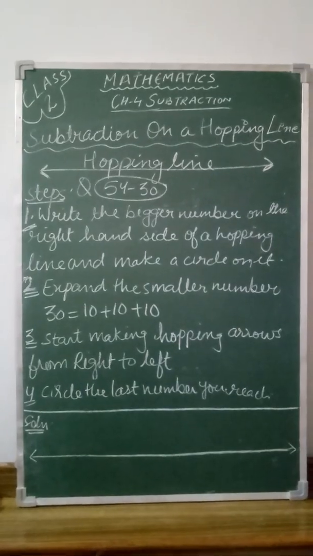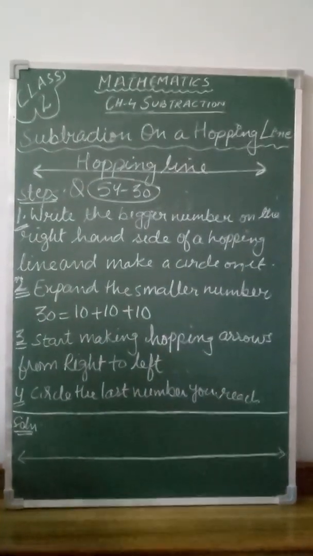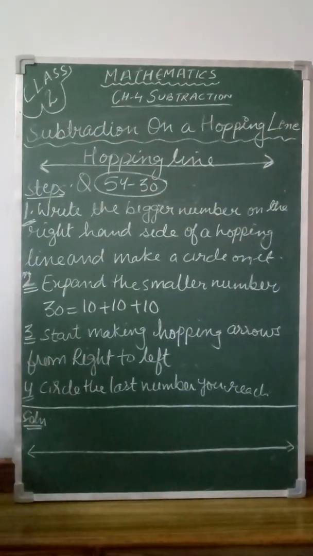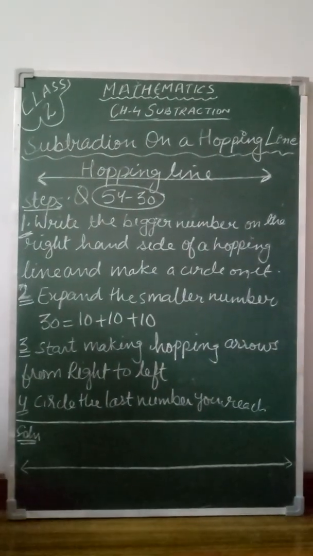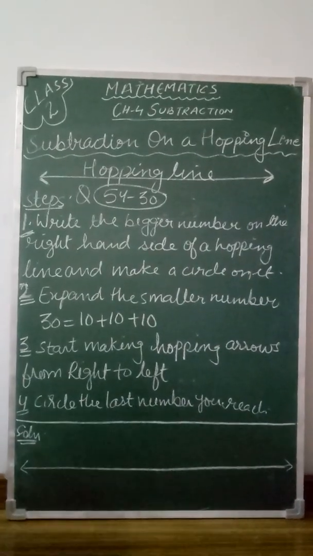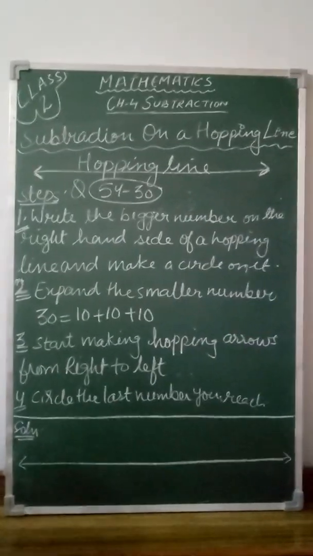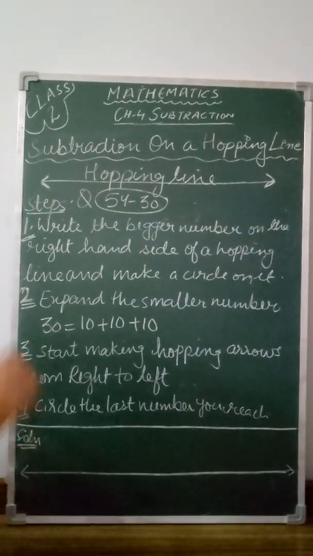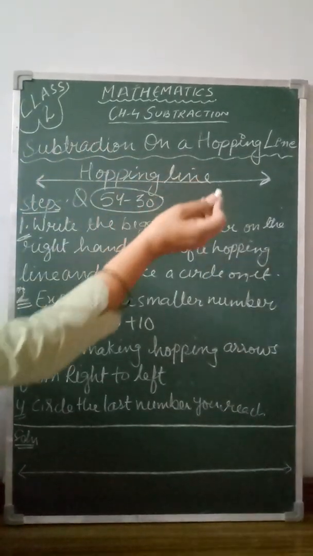Now student, here is another method of subtraction of numbers. This is the fifth method. The first methods were drawing objects, drawing slanting lines, drawing dots and counting back. And this is the fifth method of subtracting any two numbers, or taking the difference between any two numbers. So let's see how to do the subtraction on a hopping line.